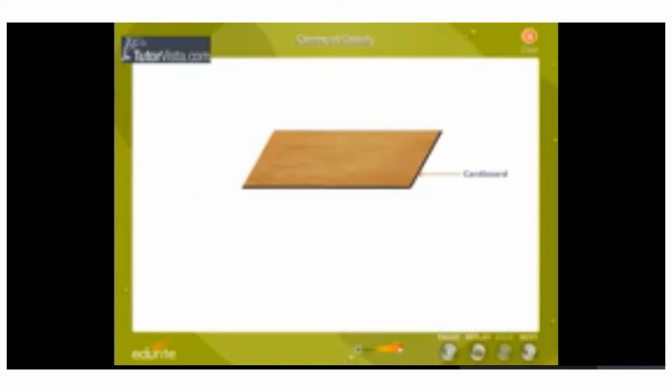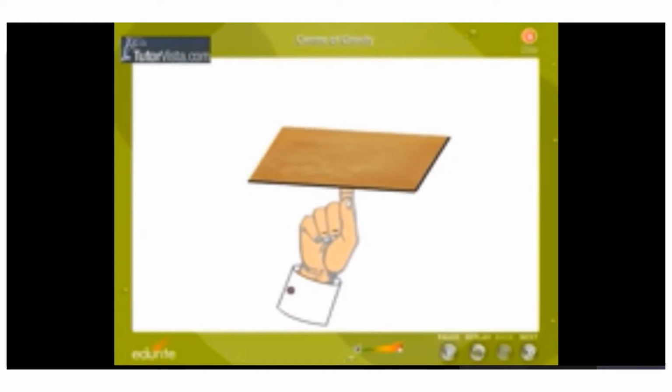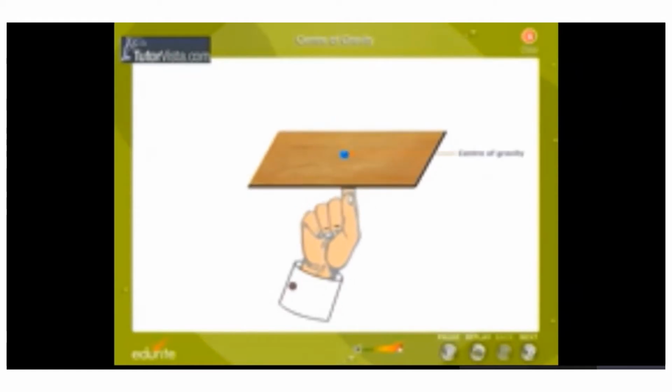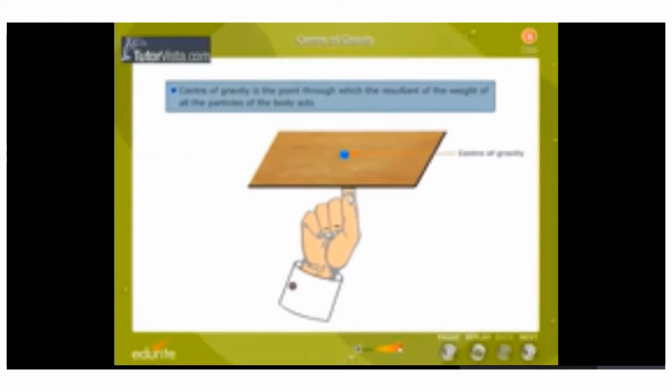Gravity. Try to balance a piece of cardboard on your fingertip. We observe that there is only one point on which the cardboard can be balanced. This point, where the cardboard can be balanced, is called the center of gravity of the cardboard. Thus, the center of gravity is the point through which the resultant of the weight of all the particles of the body acts.